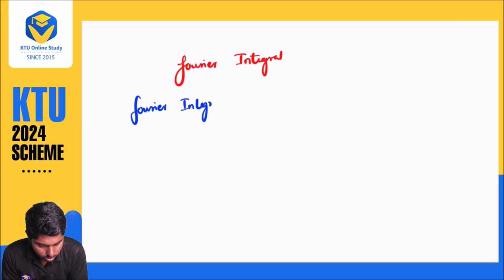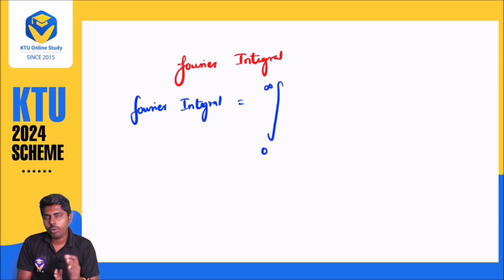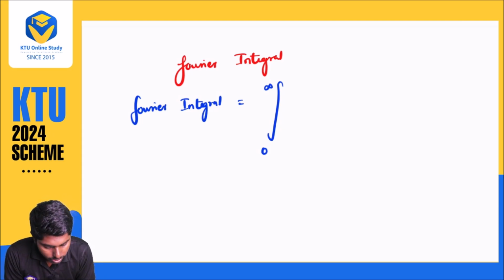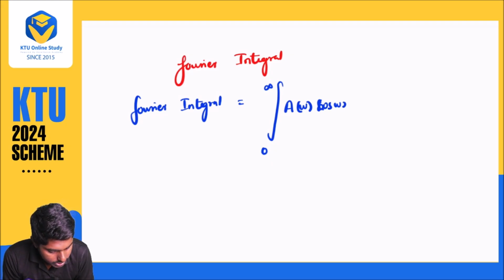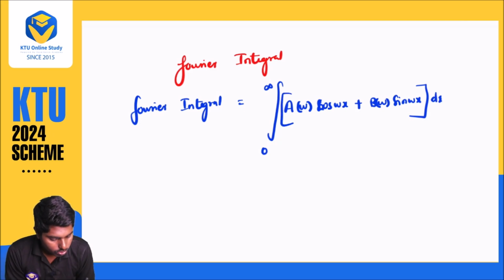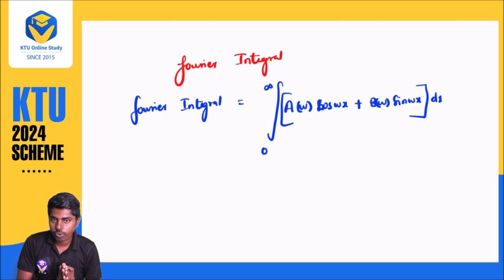Fourier integral is nothing but 0 to infinity. I told you Fourier integral is for non-periodic functions, so we go up to infinity. That's the reason for 0 to infinity. Then the formula is 0 to infinity, a omega cos omega x plus b omega sin omega x, the whole into dx. So this is the formula of Fourier integral.